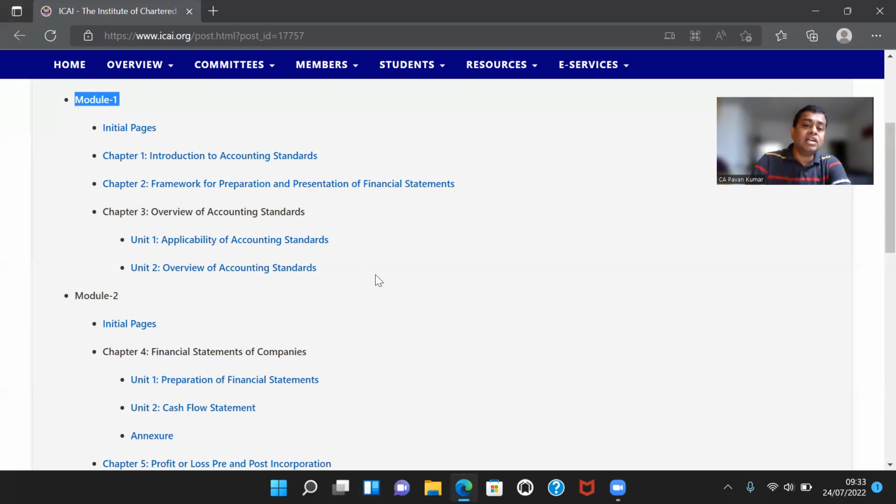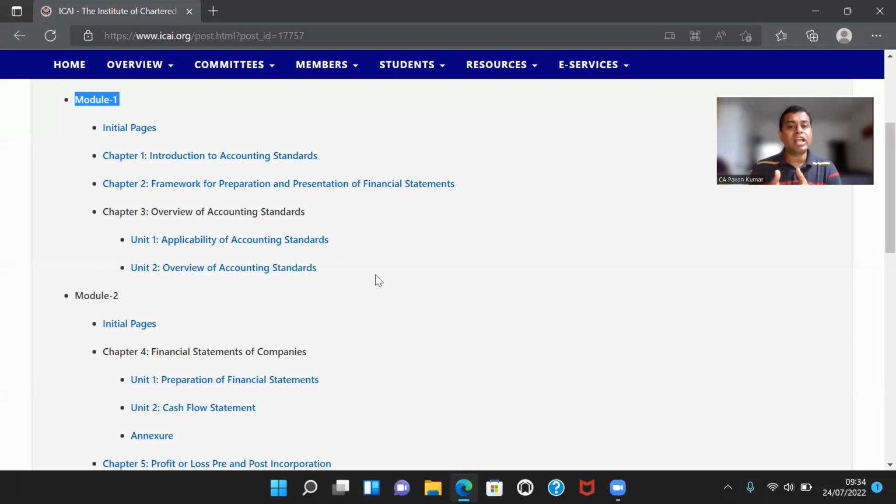Then the third one is actually accounting standards. First one is introduction to accounting standards. Basically they'll tell you what is an accounting standard, how accounting standards are developed, what is the role of ICAI in developing accounting standards, what are international accounting standards, who will release international accounting standards, what is IFAC, International Federation of Accountants. So all this history will be there, process, procedures.